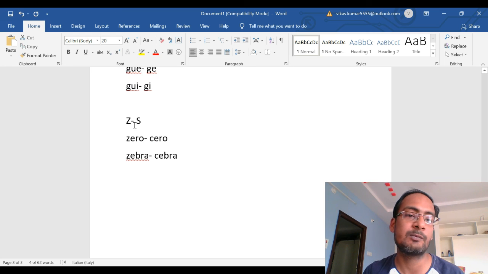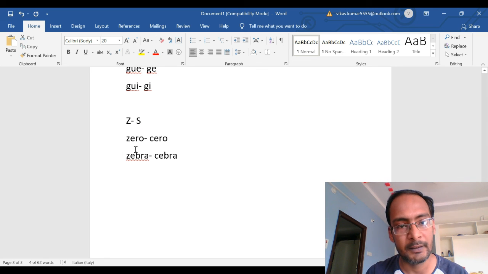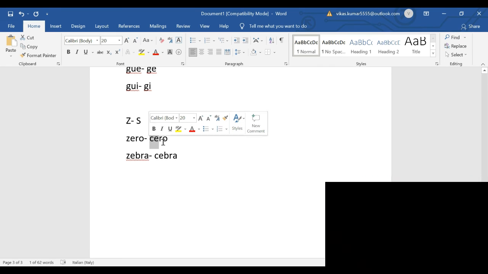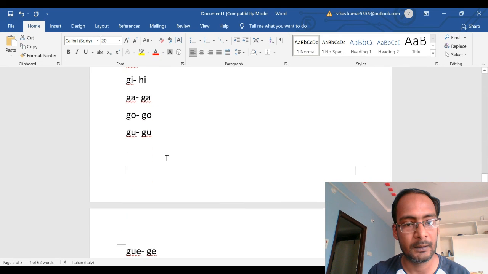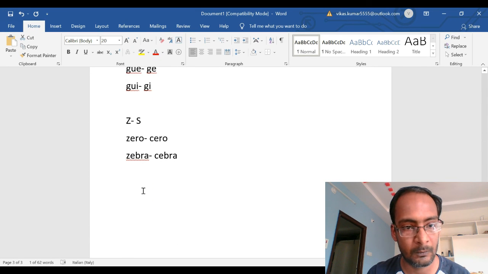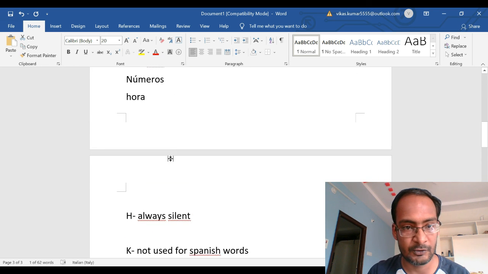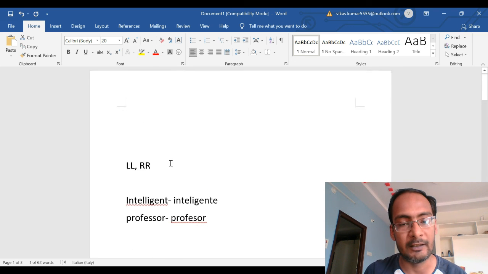So the next point is Z is pronounced as S. It is similar to the S sound in Spanish. For example, this is cero. CE, you have already seen, is pronounced as se. Cero, zebra. Okay guys, so these are the points which you need to keep in mind while writing or while speaking Spanish.